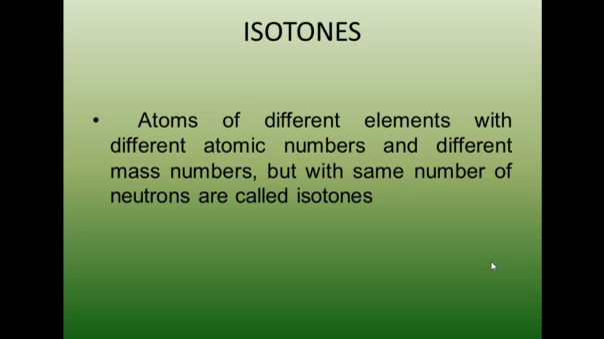Isotones are atoms of different elements with different atomic numbers and different mass numbers, but with the same number of neutrons. So the atomic number differs and the mass number differs, but the number of neutrons present in the atoms is the same. You will understand when you see the example.